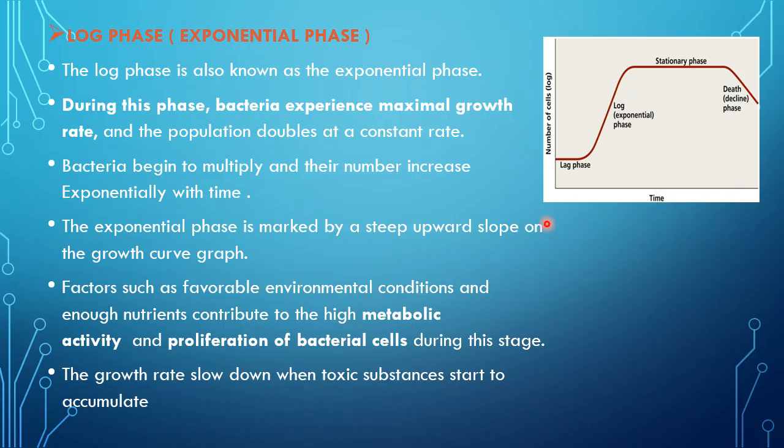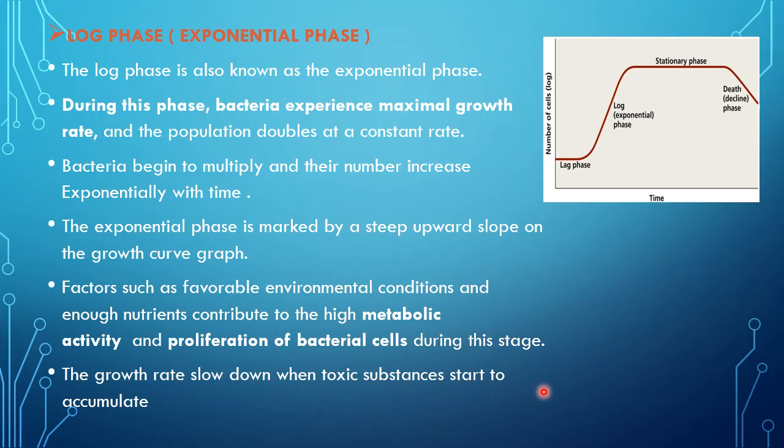Factors such as favorable environmental conditions and enough nutrients contribute to the high metabolic activity and proliferation of bacterial cells during this stage. So apart from the nutrients, favorable environmental conditions also matter for them to double up. Because of the suitable environmental conditions and plenty of nutrients, they show maximum growth in this phase. And then the growth rate slows down when toxic substances start to accumulate.